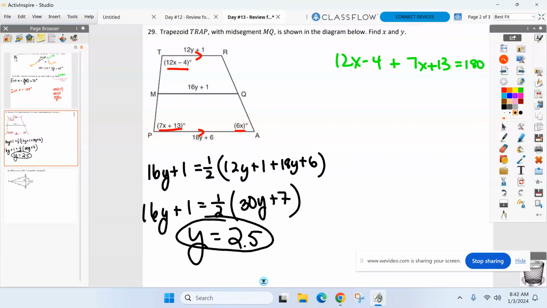Perfect. Hey, I changed this and I put it's isosceles trapezoid. Now you can set angle P equal to angle A, but not until it's isosceles. All right, this was not isosceles, so I just had same side interior angle supplementary. Good.